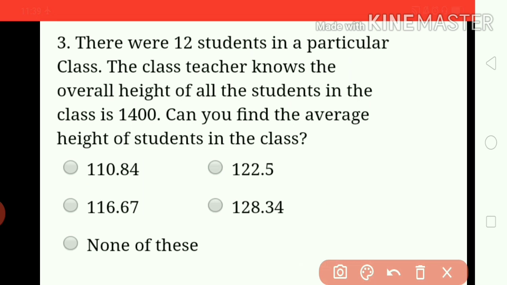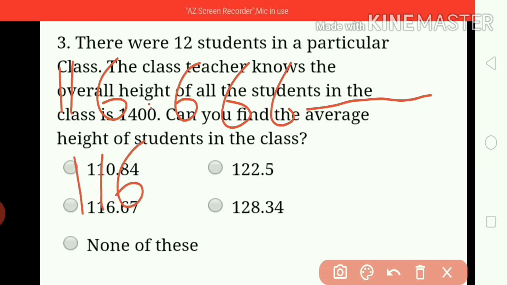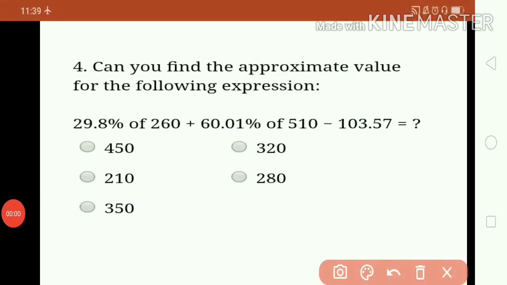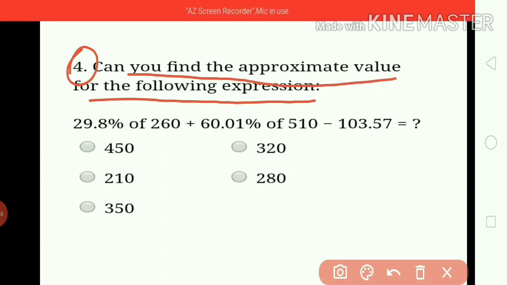So we get here 116.666, with the repetition of this 6. So you can write it as 116.67. So this option is right. Clear? Question number 4. Can you find the approximate value of the following expression?